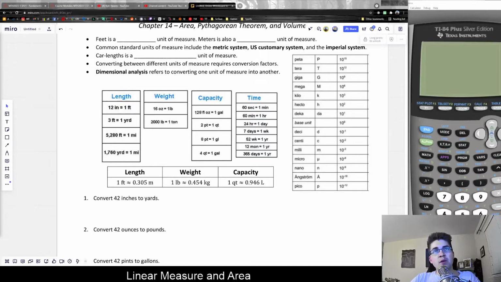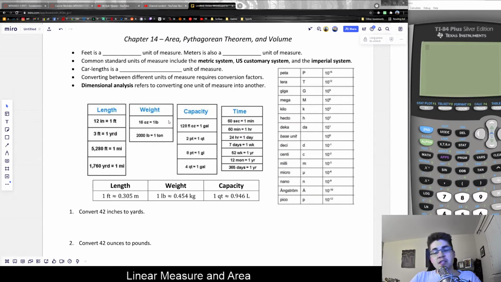In Chapter 14, we focus on different types of measurement, including linear measure, area, volume, and things like the Pythagorean theorem. This week, I'd like to get into the first couple sections, which focus on the conversion between different types of units for both linear and area measure, and some of the things to be careful with.